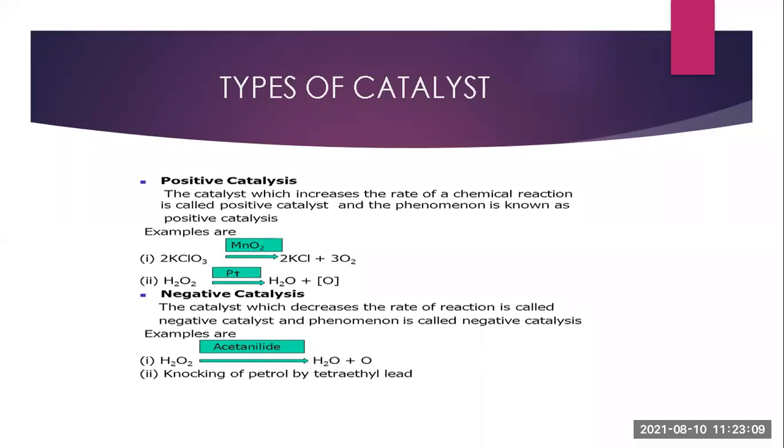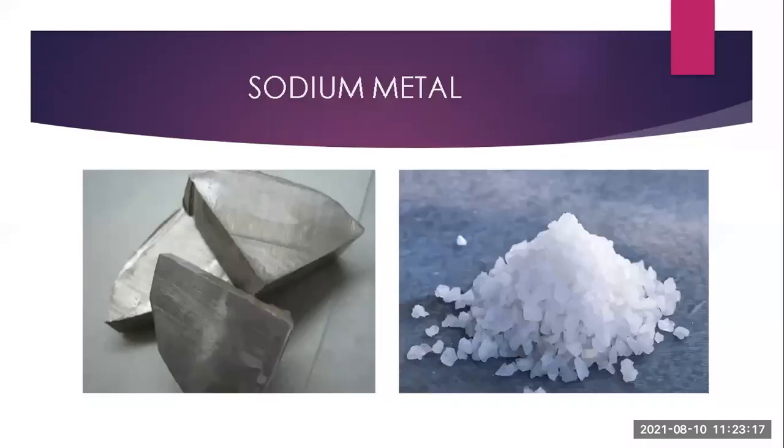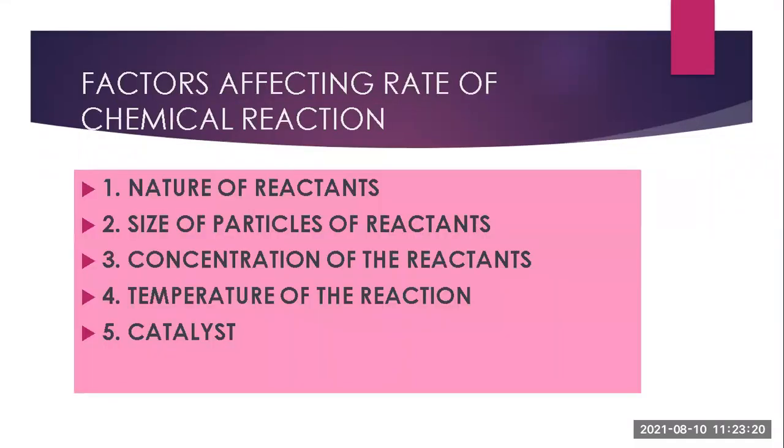So likewise, these are the factors which affect the rate of chemical reactions. So once again, in short, we will just recall it. Okay, so the factors which affect the rate of chemical reactions are, so there are 5 factors which affect the rate of chemical reaction. These factors are very much important, because if we want to increase or decrease the rate of reaction, these factors we should know. Okay, so first is the nature of the reactant, then comes the size of the particles, then comes the concentration of the reactants, then temperature of the reaction, and then comes the catalyst.